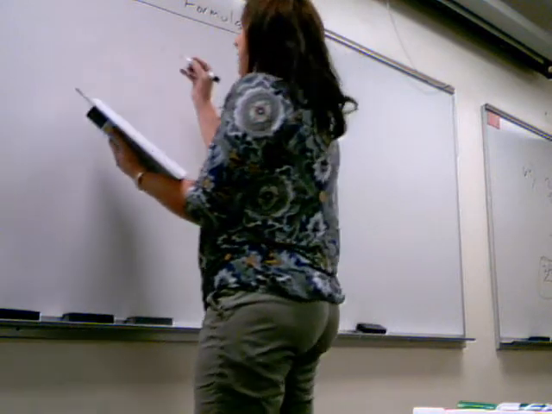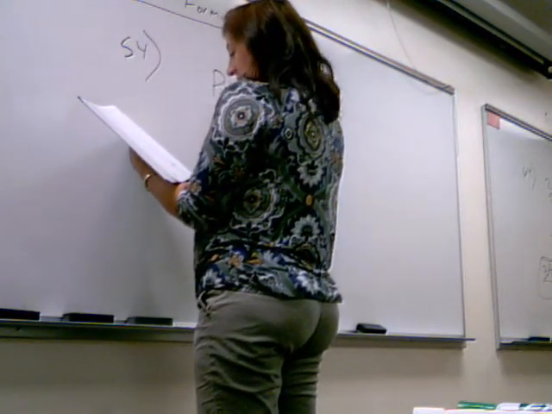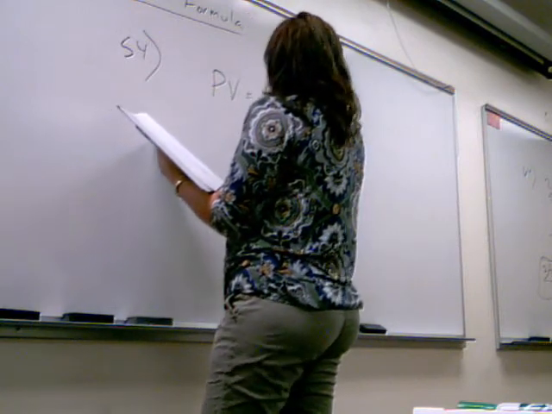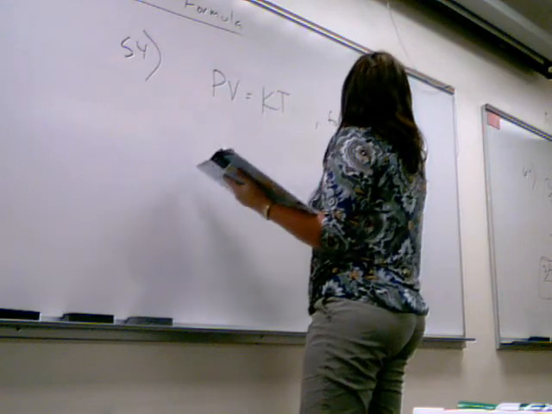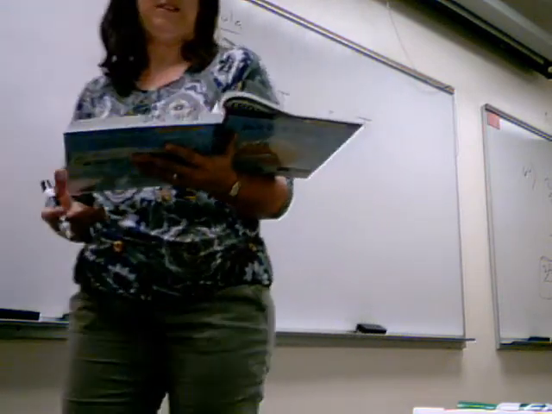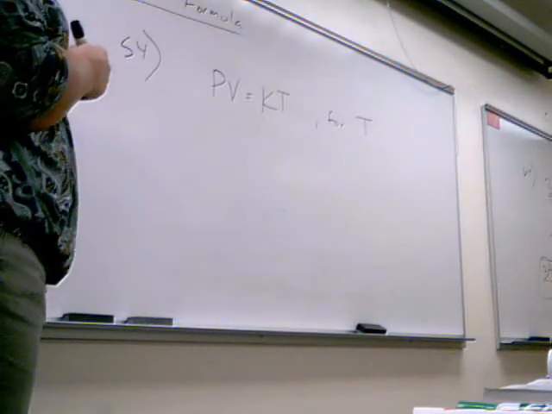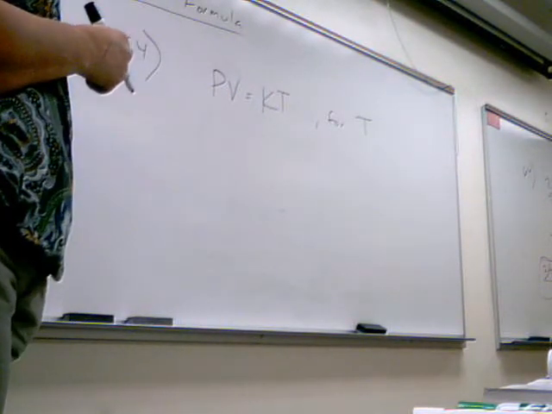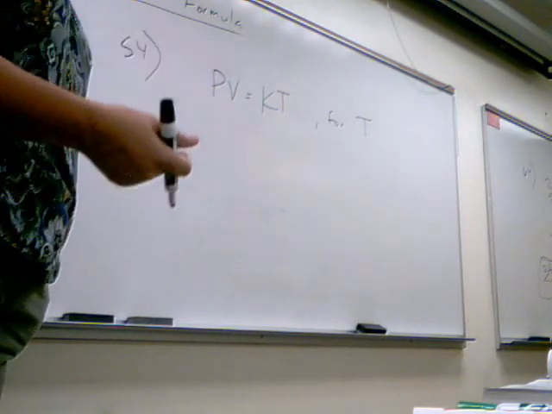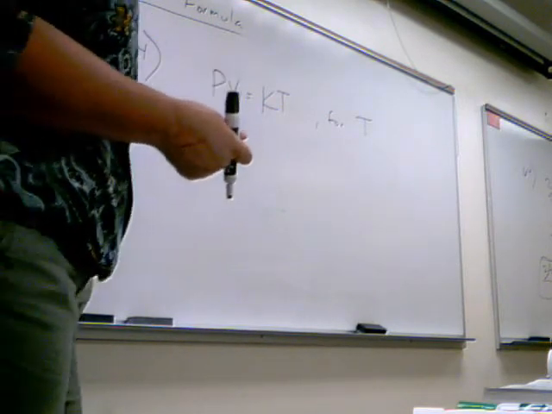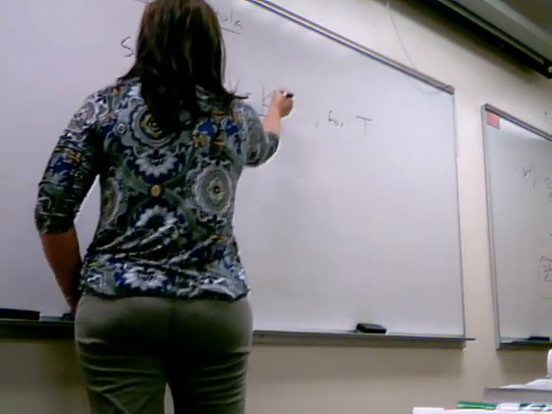Okay, let's look at 54. This one says PV equals KT. And I'm just solving for T. Easy, right? Okay, so I'm going to tell Stephanie that you guys were great. No worries on this part, right?